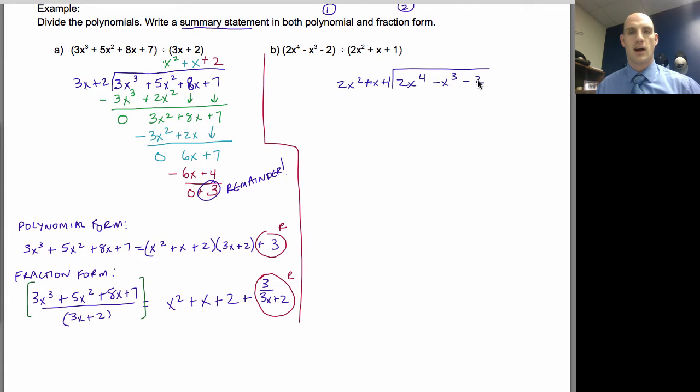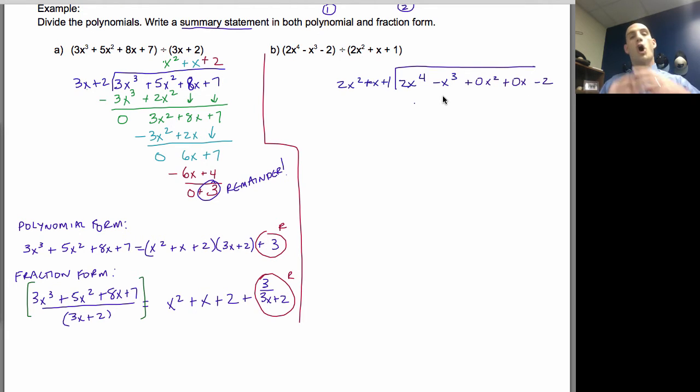Well, I don't have a column for x squared. And so what I need to do is make a place, a placeholder for my other values. So for future reference, if we have a case underneath here where we don't have all of the digits, here's what I'm going to do. Plus 0x squared plus 0x minus 2.